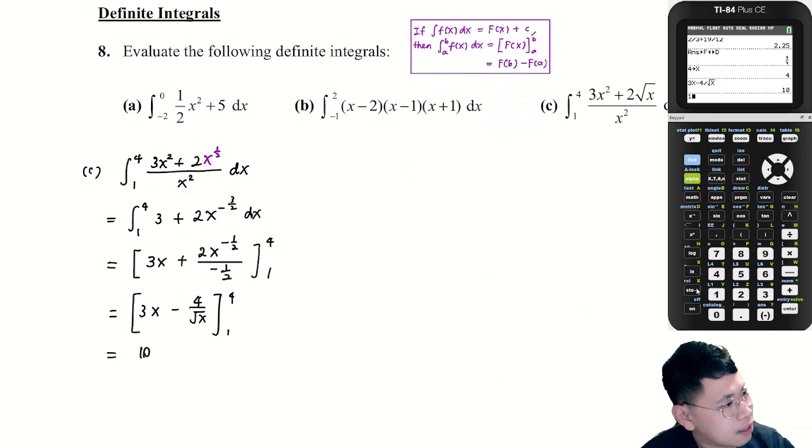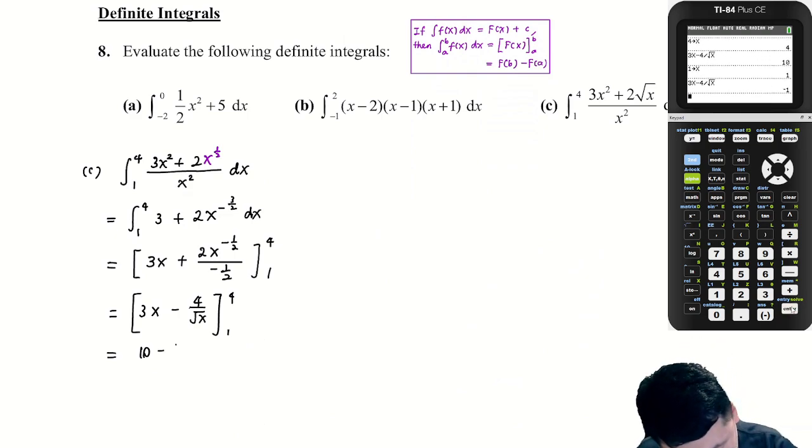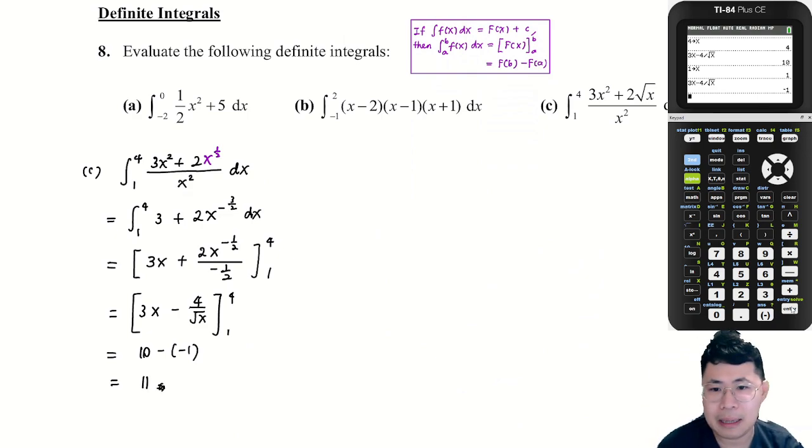Okay, next one, storing the value of 1 into x. Go back to history to bring down this, equals negative 1. So 10 minus negative 1, answer is 11. Okay, for part C.